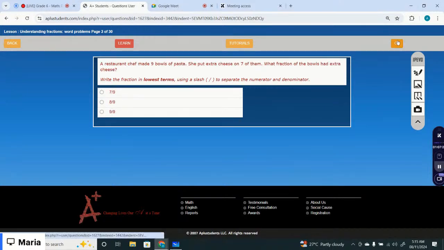A restaurant chef made 9 bowls of pasta. She put extra cheese on 7 of them. What fraction of the bowls had extra cheese? So, which is the correct option?